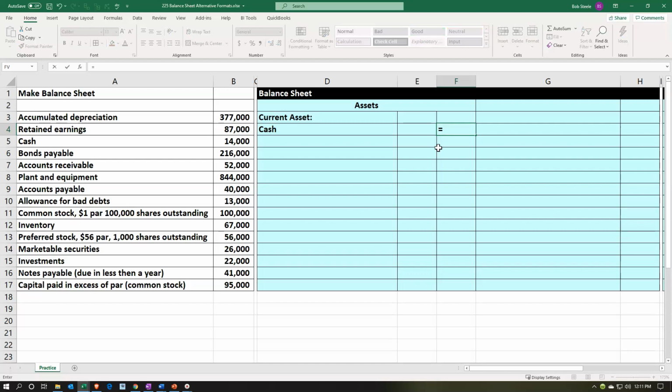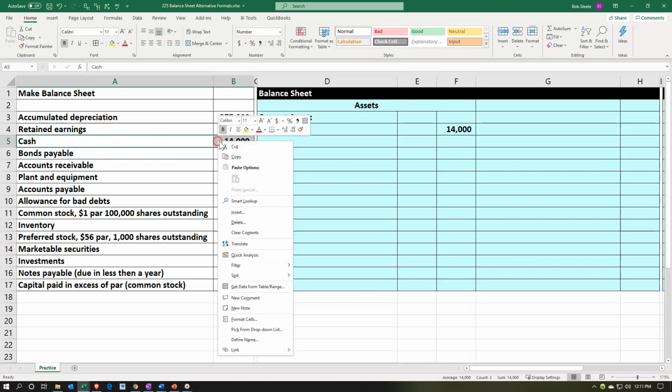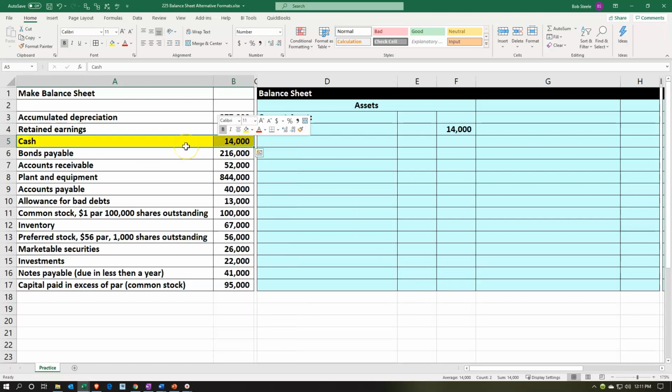So the end result will be the same, but the creation of it will not be from the debits and credits. Okay, so we're going to pick up the 14,000. Then we're going to go to the next item. I'm going to find a home for it. So I'm going to select it, right click on it, and make it yellow to say that we have found a home for that particular item.